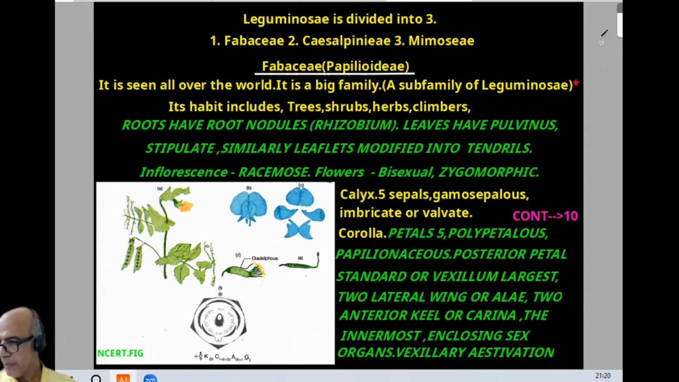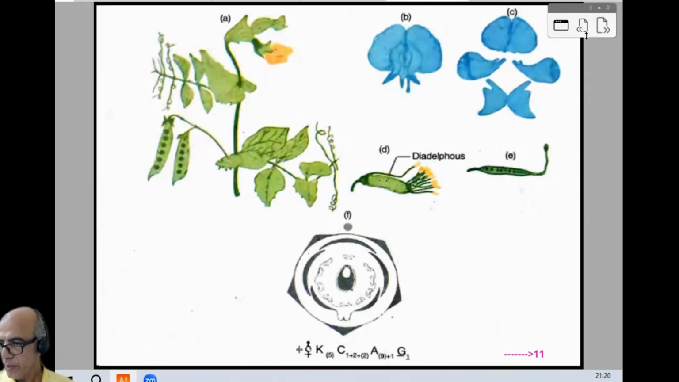Now some diagrams. This is how it looks like. So Papilionaceae floral diagram, floral formula, etc. are given there. We can discuss it later. It is just shown on this page. Last we will be discussing it.